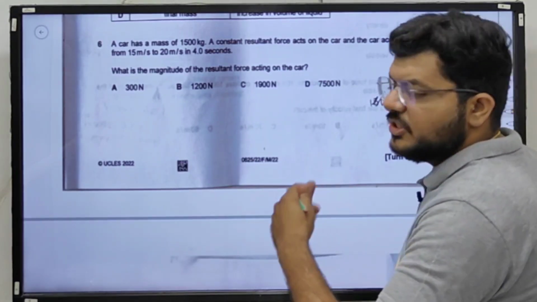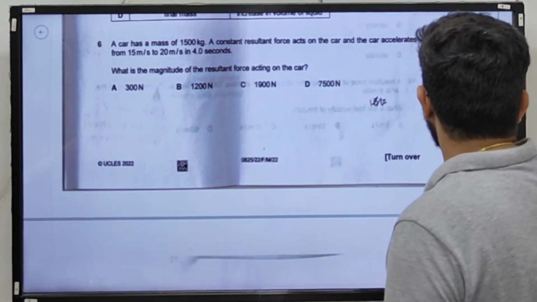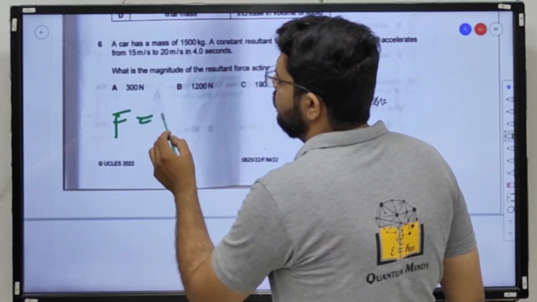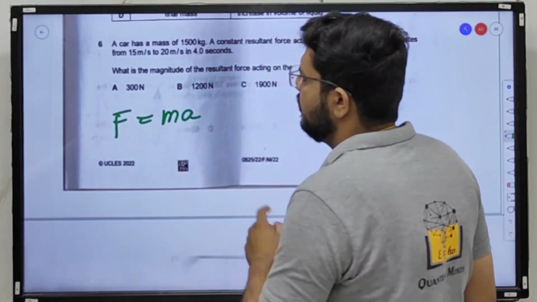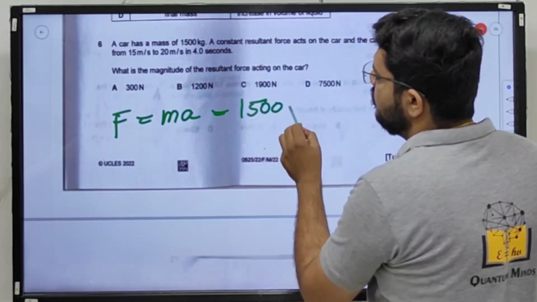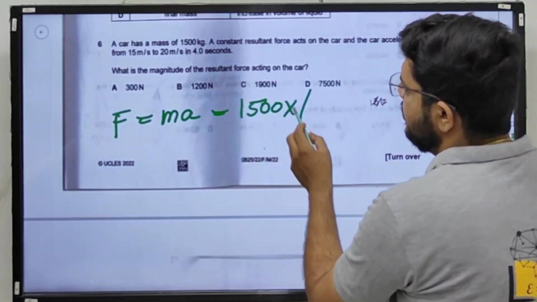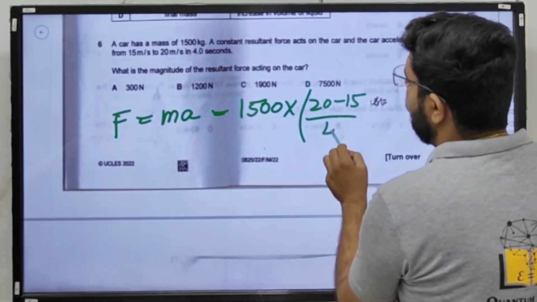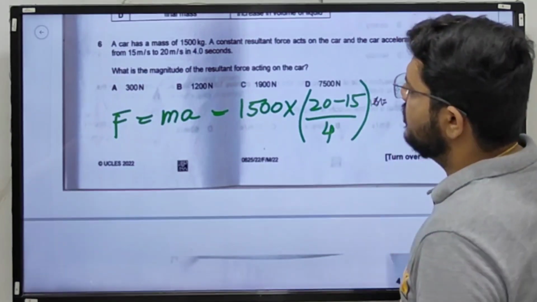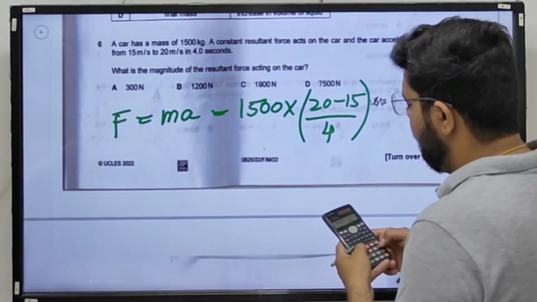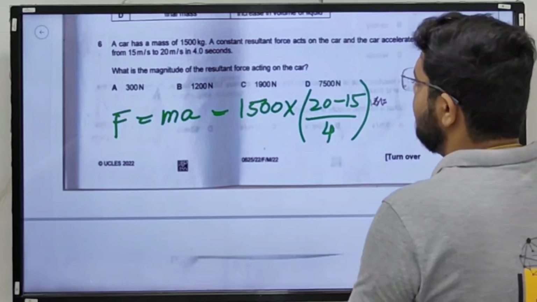The force is responsible for causing this acceleration, right? So force is equal to mass into acceleration. What is the acceleration? I'll write 1500 into acceleration. Acceleration is (20 minus 15) upon 4, right? This is the resultant force on the car. So 1500 multiplied by 5 divided by 4, 1875.